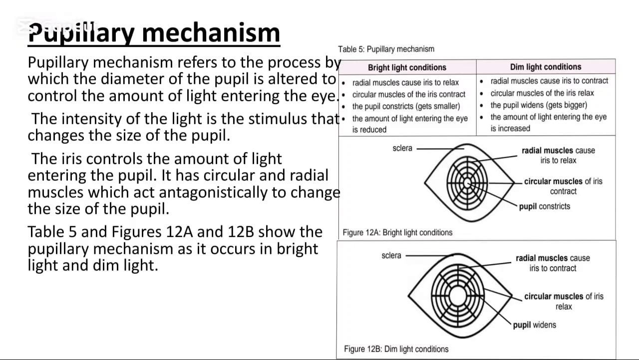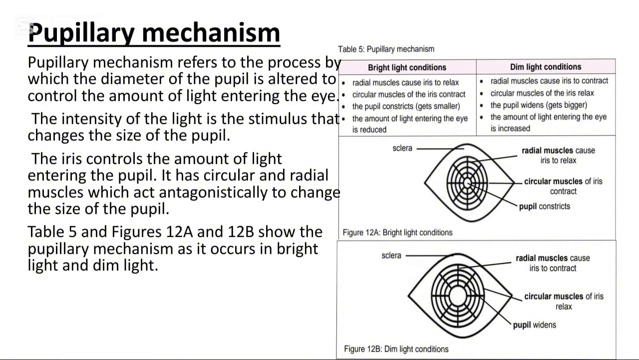Pupillary mechanism. Pupillary mechanism refers to the process by which the diameter of the pupil is altered to control the amount of light entering the eye. The intensity of the light is the stimulus that changes the size of the pupil. The iris controls the amount of light entering the pupil.